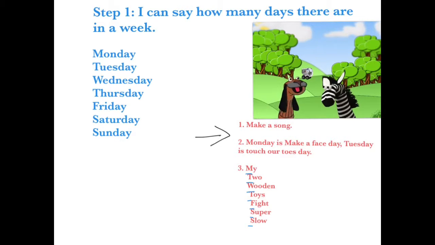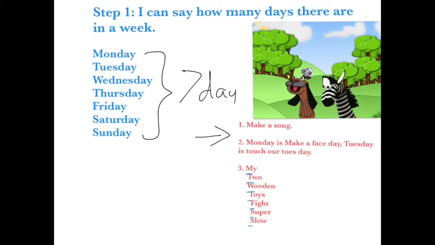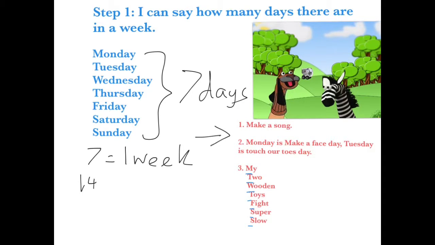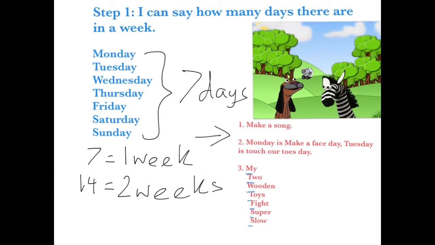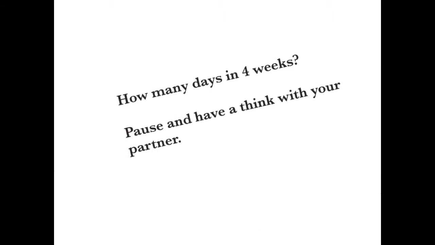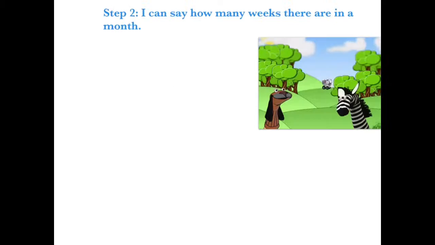Just remember, there are 7 days in 1 week, which means there are 14 days in 2 weeks, and 21 days in 3 weeks. This is the same as adding 7 over and over again, or what you know as your 7 times tables. So, how many days do you think there are in 4 weeks, children? Now, mates, you need to remember that every month has got 4 weeks.